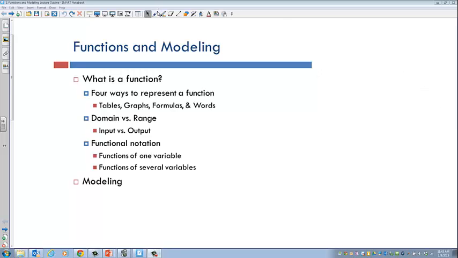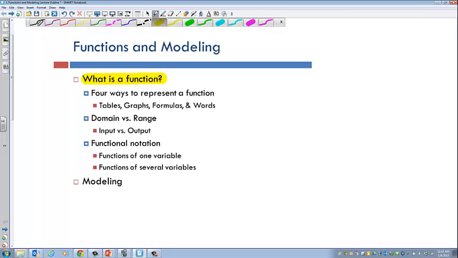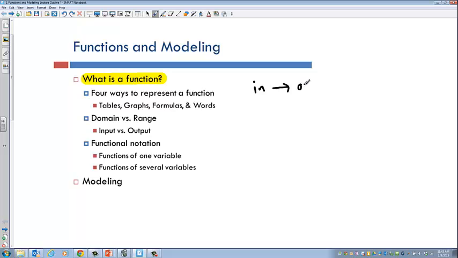Today we're going to talk about functions and modeling. And so we're going to start with this question, what is a function? So a function is really a simple idea. The idea is you put something in and then you get something out. So whatever sort of situation you're in, if you can explain it in terms of putting something in and getting something out, you can relate it to the function concept.